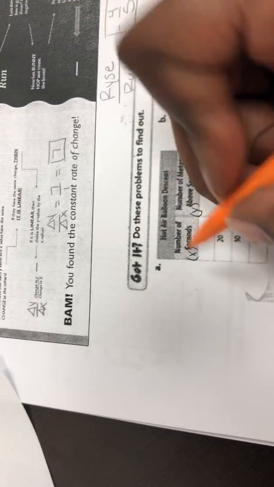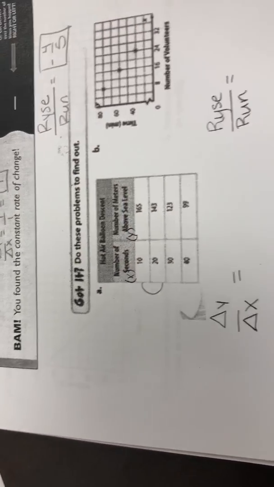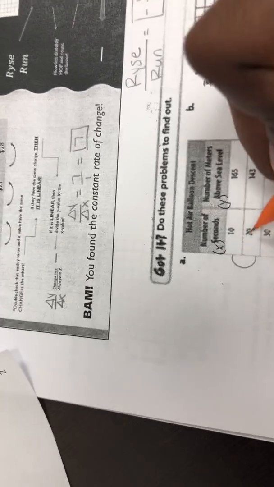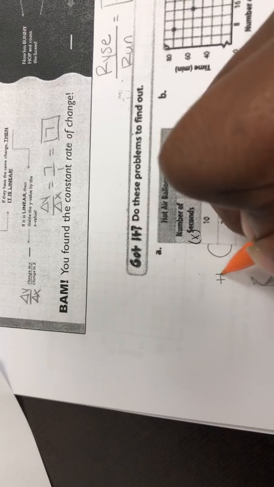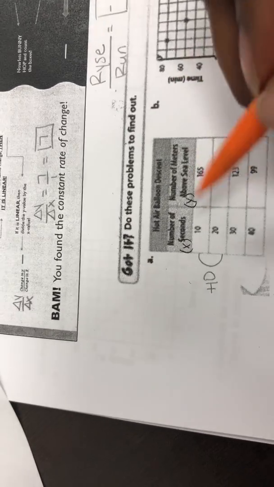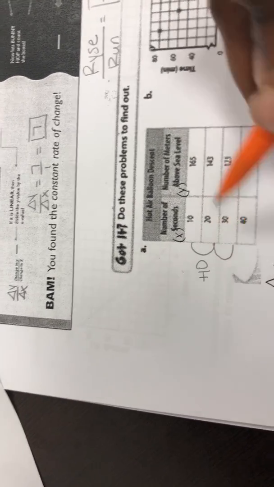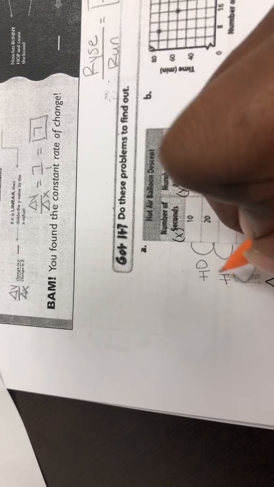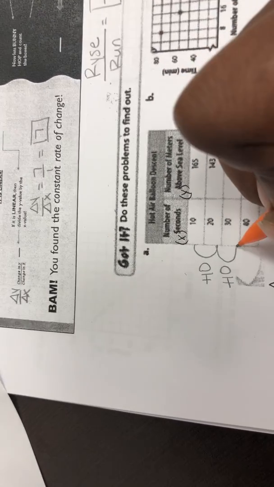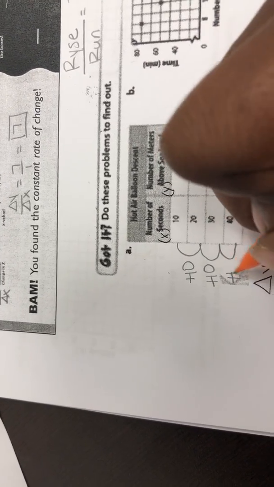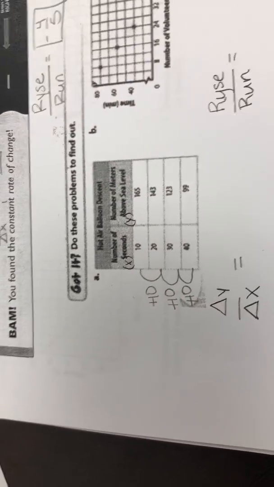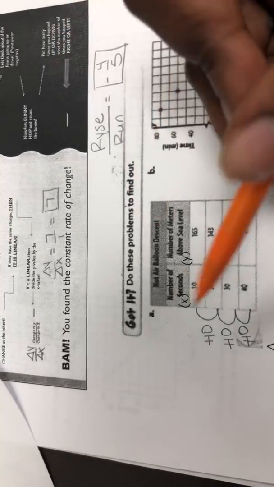So let's look at our X's part right here. In order to get from 10 to 20, and you can only add or subtract, what did you have to do? Hopefully you know we had to just add 10, okay? Then from 20 to 30, same thing, add 10. 30 to 40, same thing, add 10. All right, so far that's looking constant, which is good.